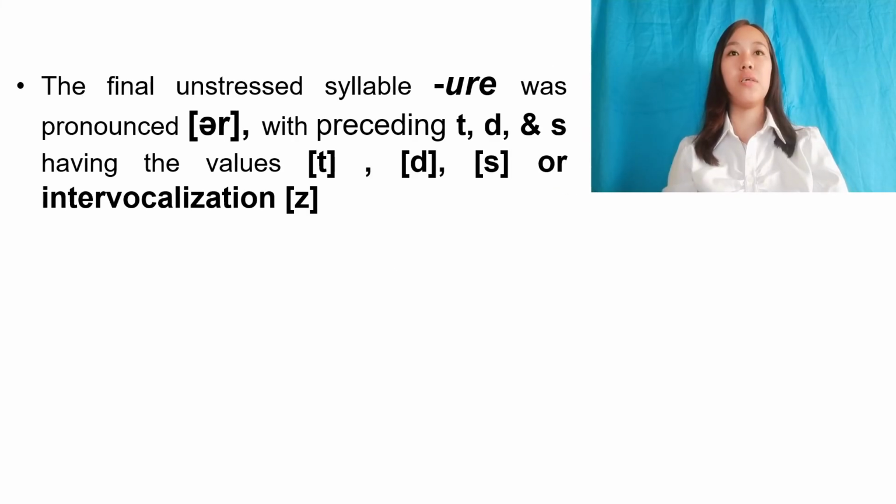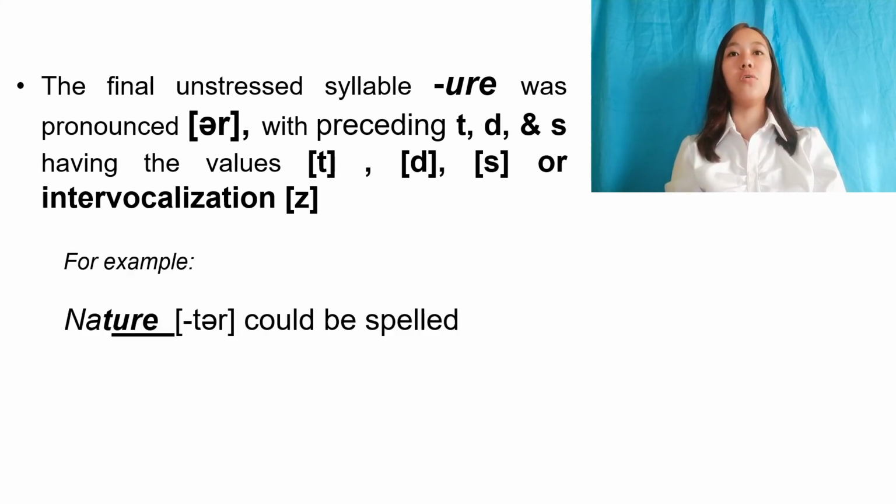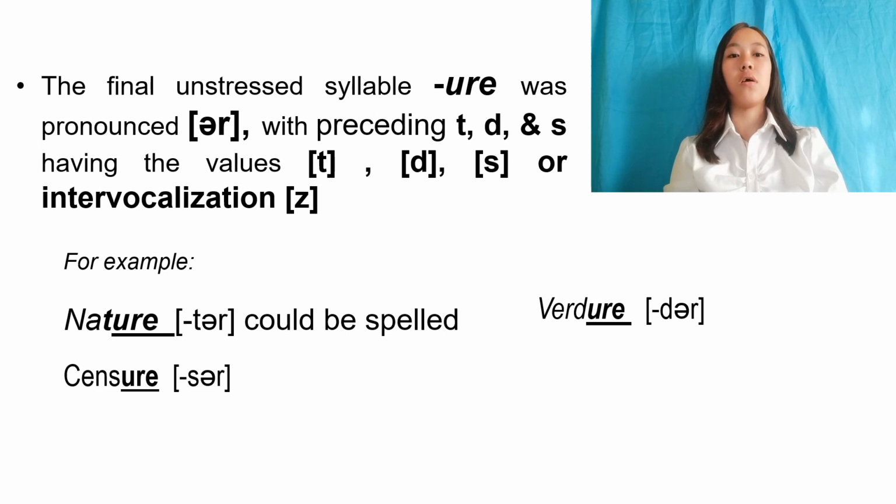The final unstressed syllable was pronounced with a preceding t, and s having the value t-s, or intervocalic z. For example, the words nature, verdure, censor, laser.